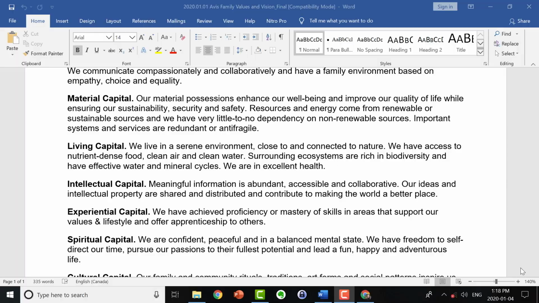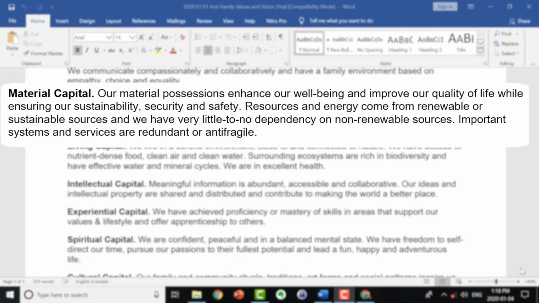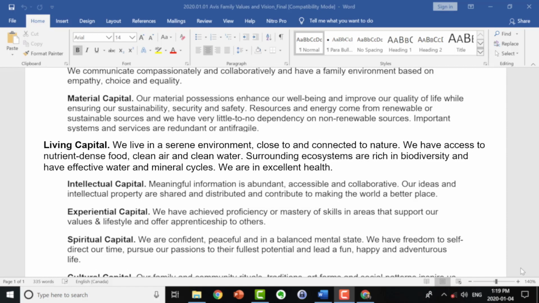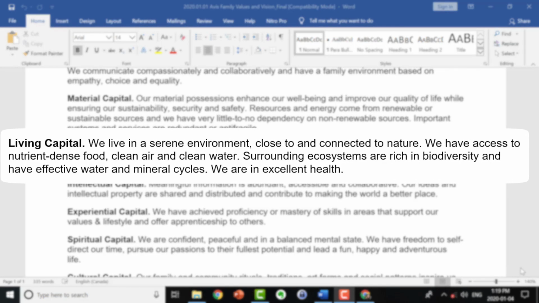So I even see an improvement on this: our material possessions and the possessions we utilize, right? Resources and energy come from renewable or sustainable sources, and we have very little to no dependency on non-renewable sources. Important systems and services are redundant or anti-fragile. Absolutely. Living capital: we live in a serene environment close to and connected to nature. We have access to nutrient-dense food, clean air, and clean water, and surrounding ecosystems are rich in biodiversity and have effective water and mineral cycles. We are also in excellent health.